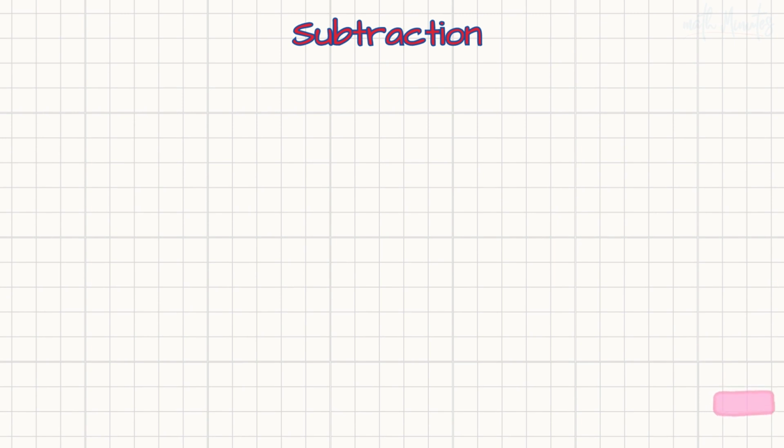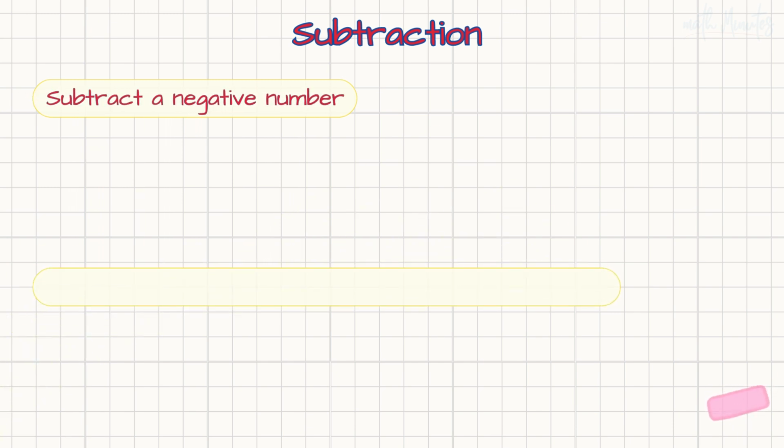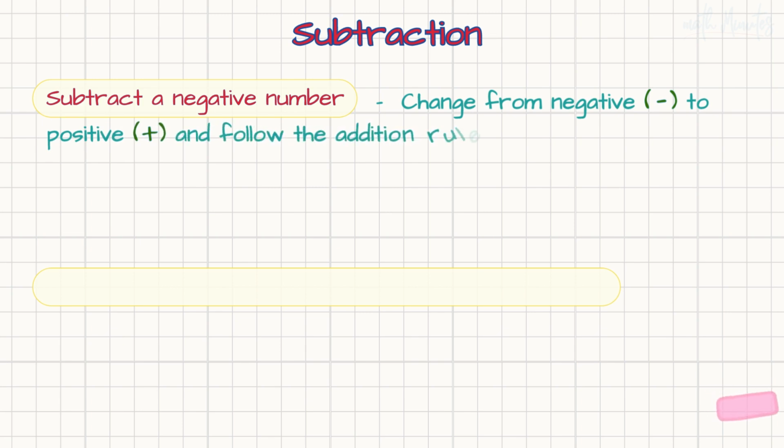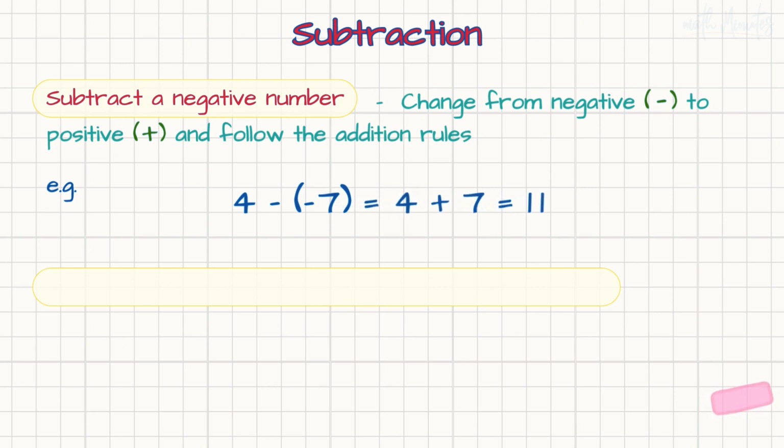Next up is subtraction. Subtracting negative numbers might seem tricky, but it follows the same principles as addition. Remember these key steps. 1. Subtracting a negative number is equivalent to adding its absolute value. When you subtract a negative number, change the sign from minus to plus and follow the addition rules. For example, 4 minus minus 7 equals 4 plus 7, which equals 11. In this case, we change the sign of minus 7 to positive 7. Then we add it to 4, resulting in 11.